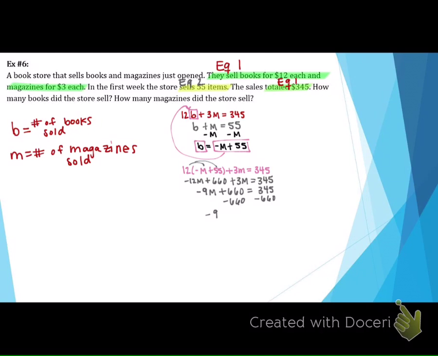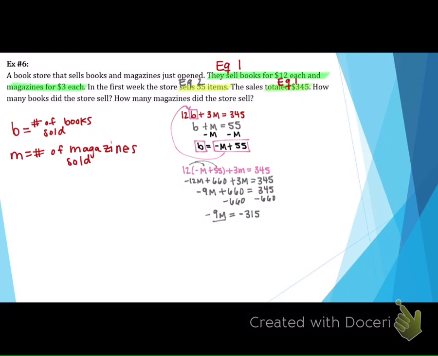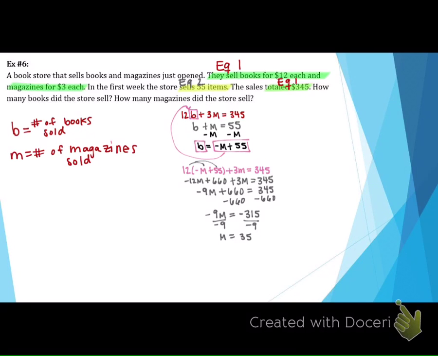What is that when I do 345 minus 660? Did you do it already, Jacob, too? What did you get? Negative 315. And did you get the same thing? Yeah. Okay, so we divide by negative 9. And we get M equals, so 9 goes in there 3 times with 4 left over, so 35. So we have 35 magazines.